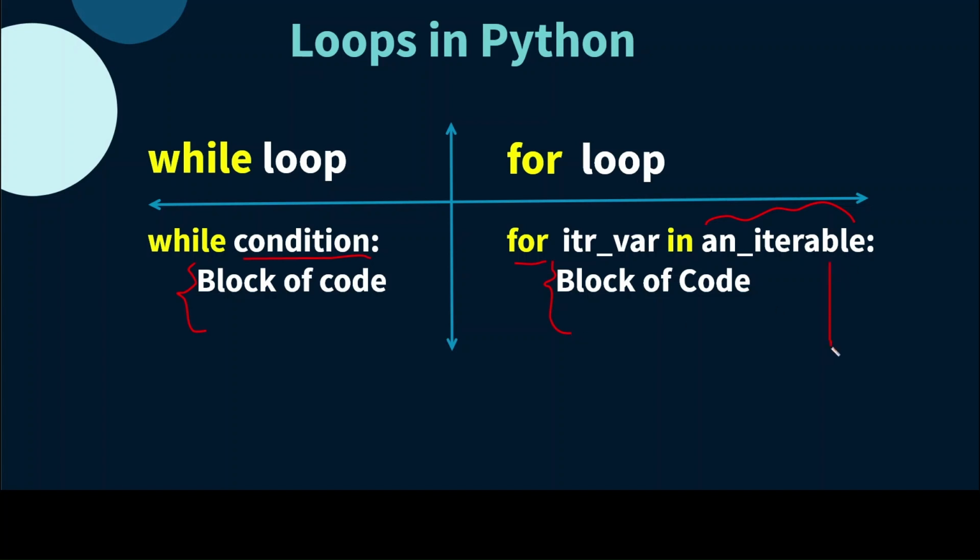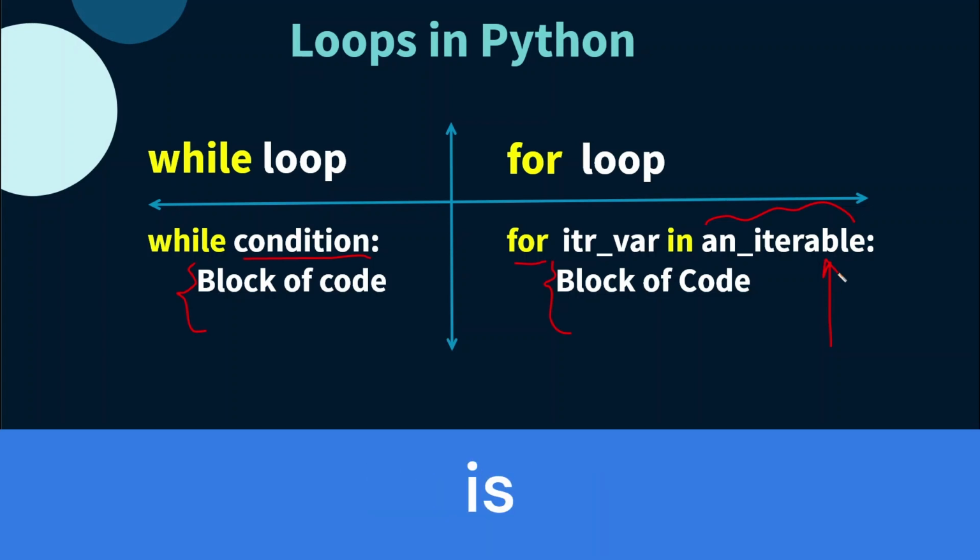An iterable is an object that can return its members one by one. That is, an iterable can be iterated over in a for loop.